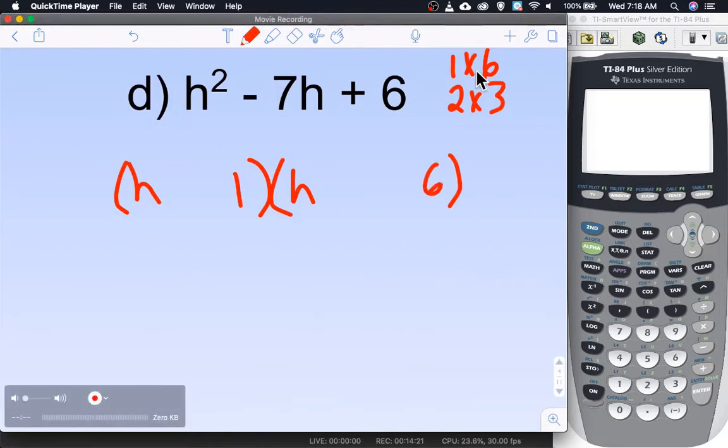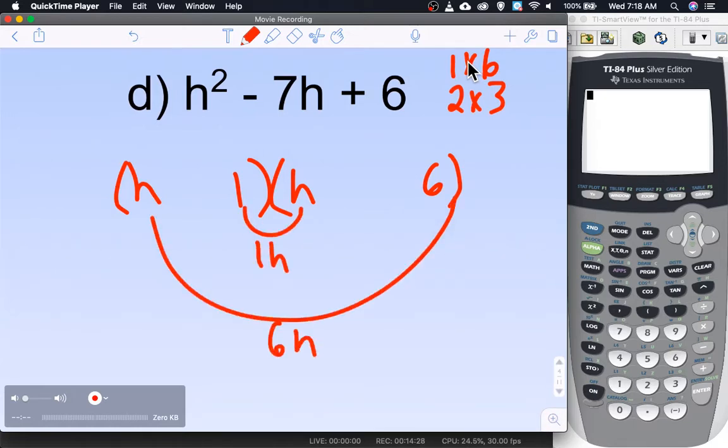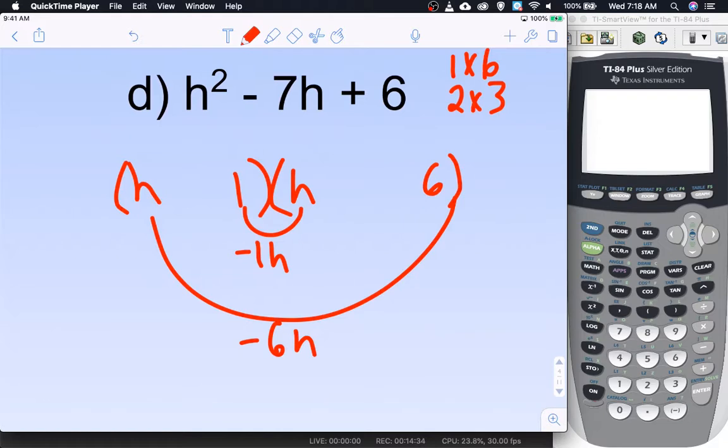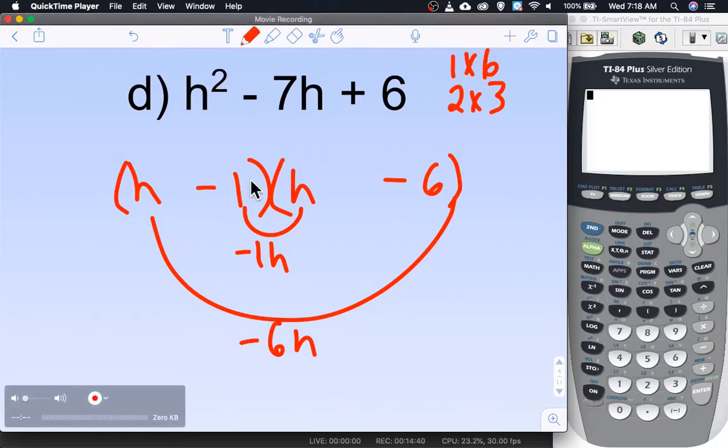So this is one of those examples where it was the numbers that were farther apart. So that's 1h, and that's 6h. Now, in order to make this a negative 7, I would need to combine a negative 6 and a negative 1, which means both the 1 and the 6 are negative. So I'm now just double checking. I think this might be right. That is negative 1h, that is negative 6h. These do combine together to give us negative 7h.